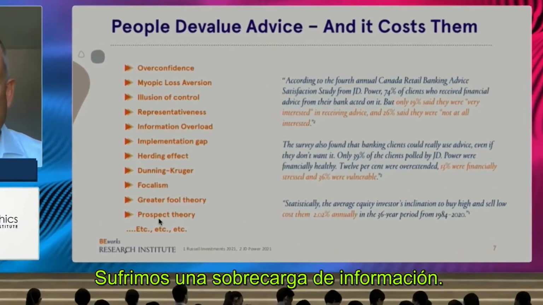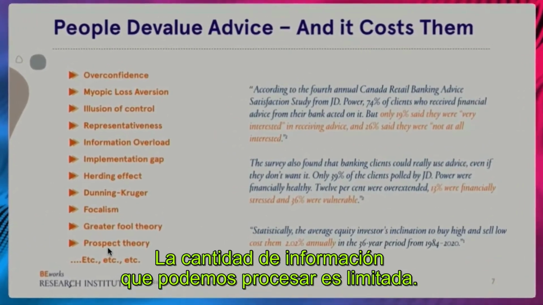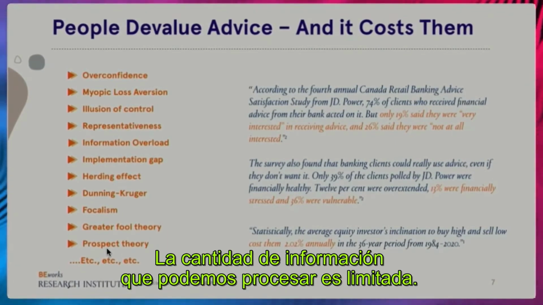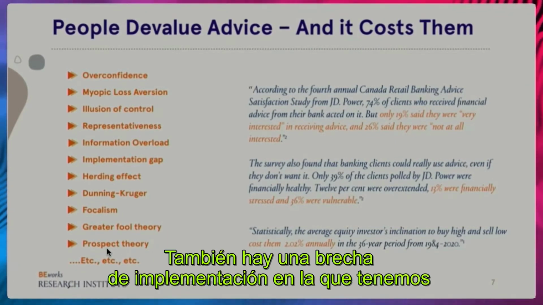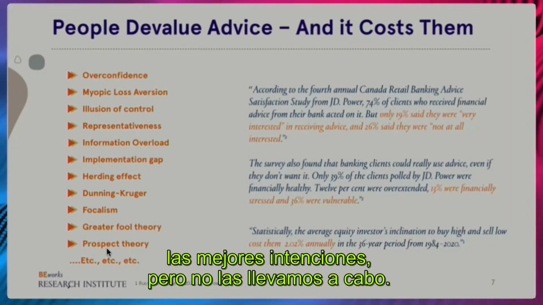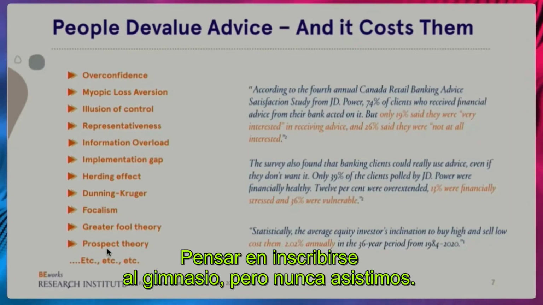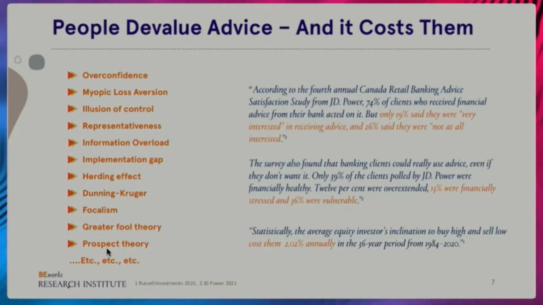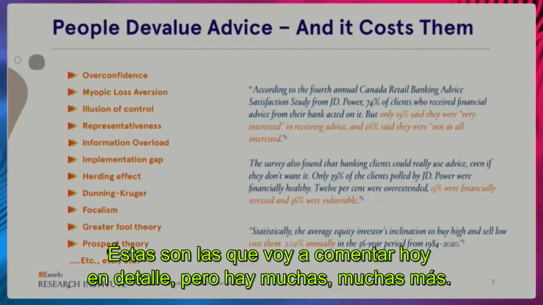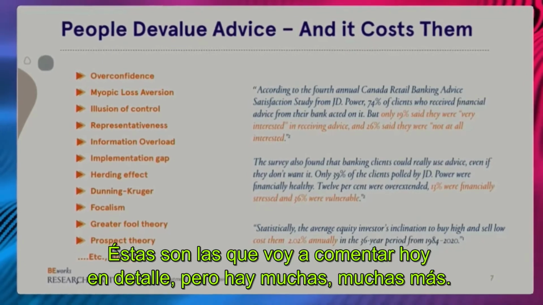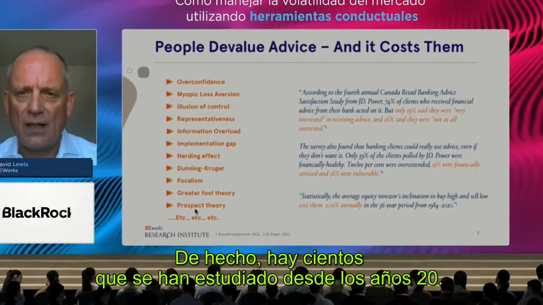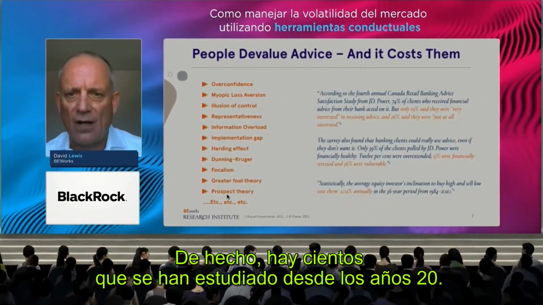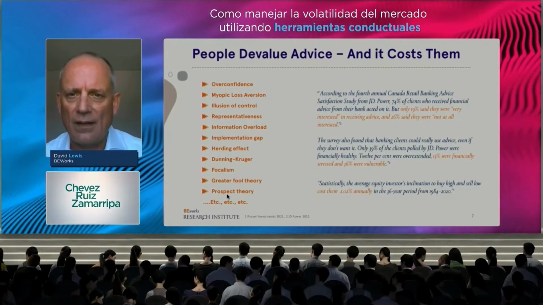We suffer from information overload. There's a limit to how much information we can absorb and think about. There's also an implementation gap, where we have the best of intentions but don't actually follow through on them. Think of joining a gym but never visiting. Those are the ones I'm going to talk about today in detail, but there's many, many more. In fact, there are hundreds that have been studied going back as far as the 1920s.